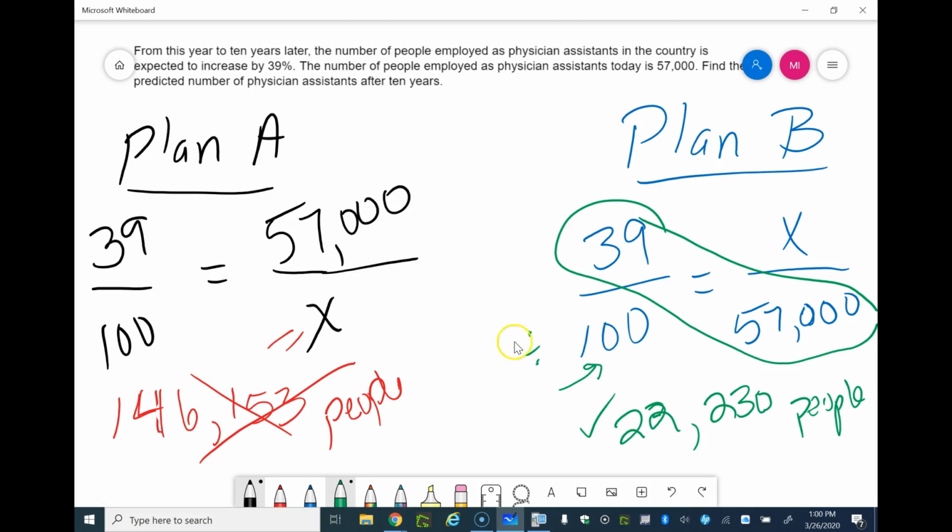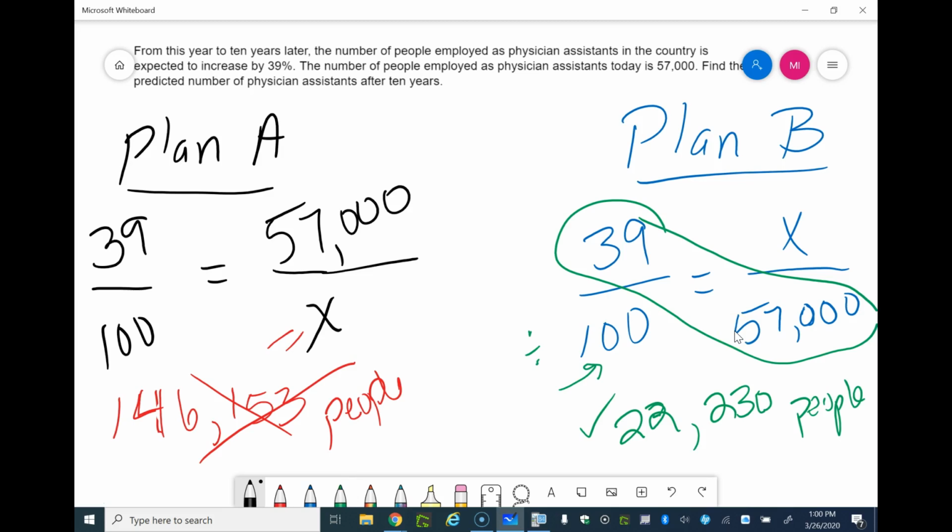But once again, we have to be careful with the question. We need to predict the number of assistants that's going to be there after 10 years. Well, we know this is the increase, but after 10 years, how many total people is actually going to be there? Remember, there's already 57,000 people there already. With the increase of 22,230, we have to take both of these and add them together.